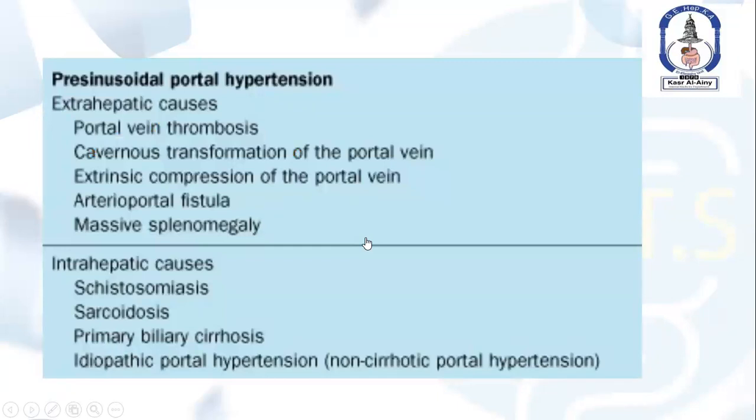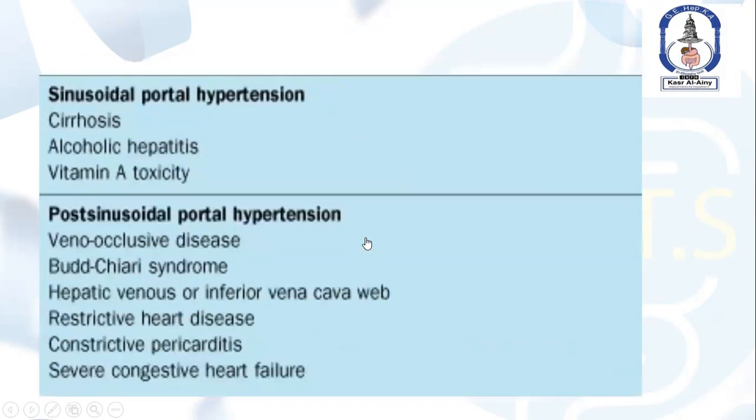Okay, these are the pre-sinusoidal causes, extrahepatic or intrahepatic. Extrahepatic causes include portal vein thrombosis, which we see sometimes in the pediatric population, cavernous transformation of the portal vein, extrinsic compression, arterioportal fistula, and massive splenomegaly. Intrahepatic causes include schistosomiasis, sarcoidosis, primary biliary cirrhosis, and idiopathic portal hypertension, which is the non-cirrhotic portal hypertension.